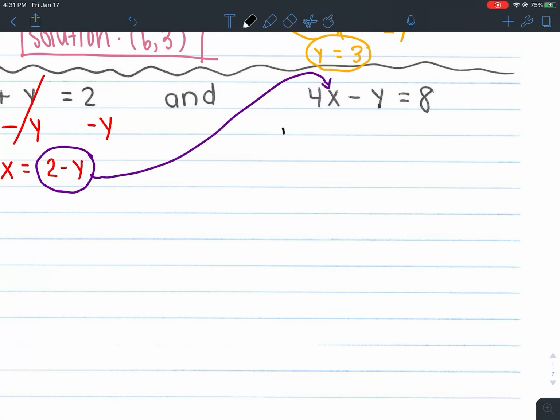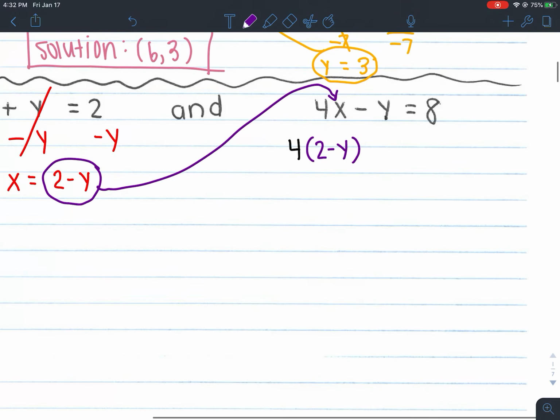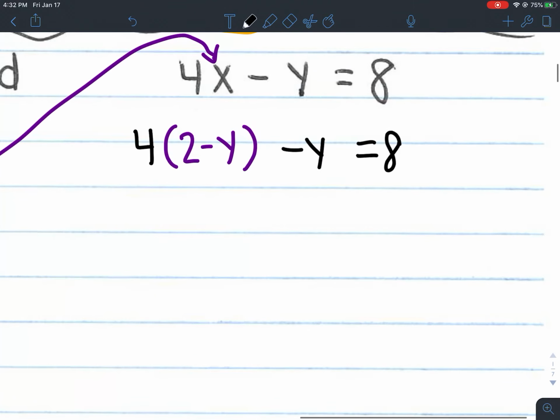So now when I substitute in, I use parentheses for 2 minus y, minus y equals 8. So we're just substituting in. Really, the only step that's different is that very first step. You've got to get a variable by itself, and then everything else is the same. So now we're going to do distributing next.